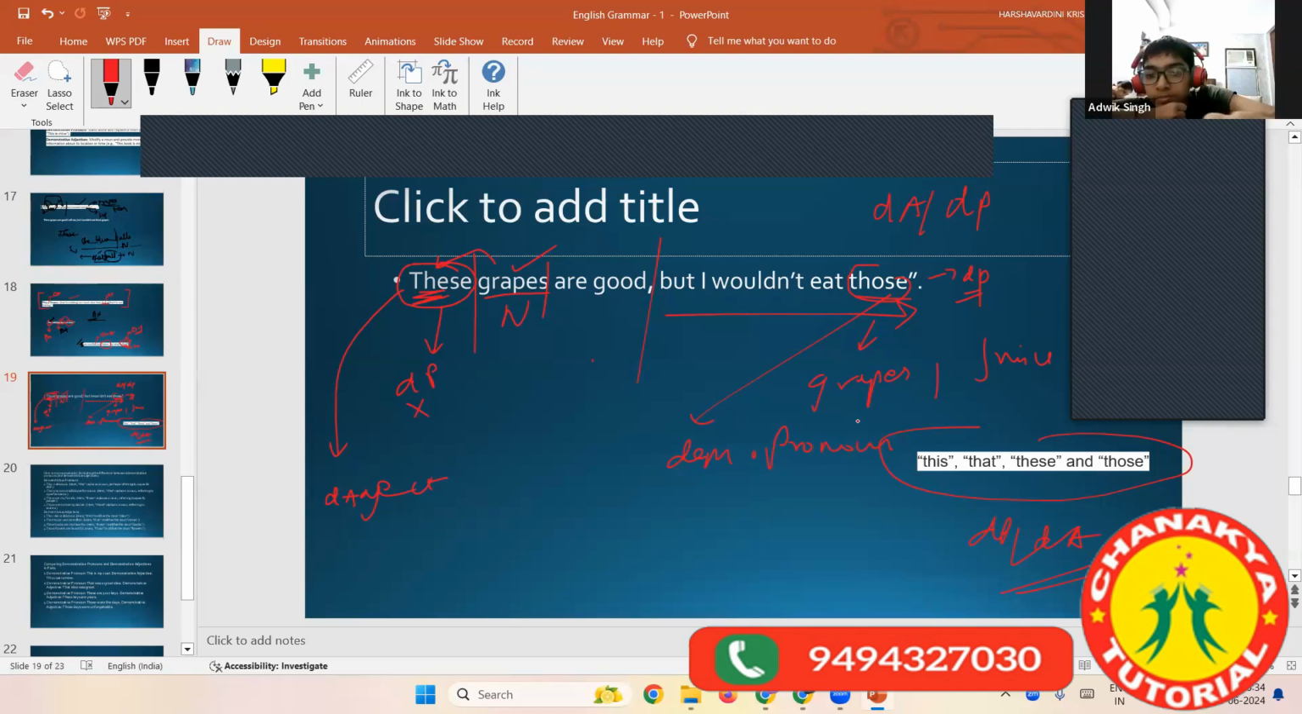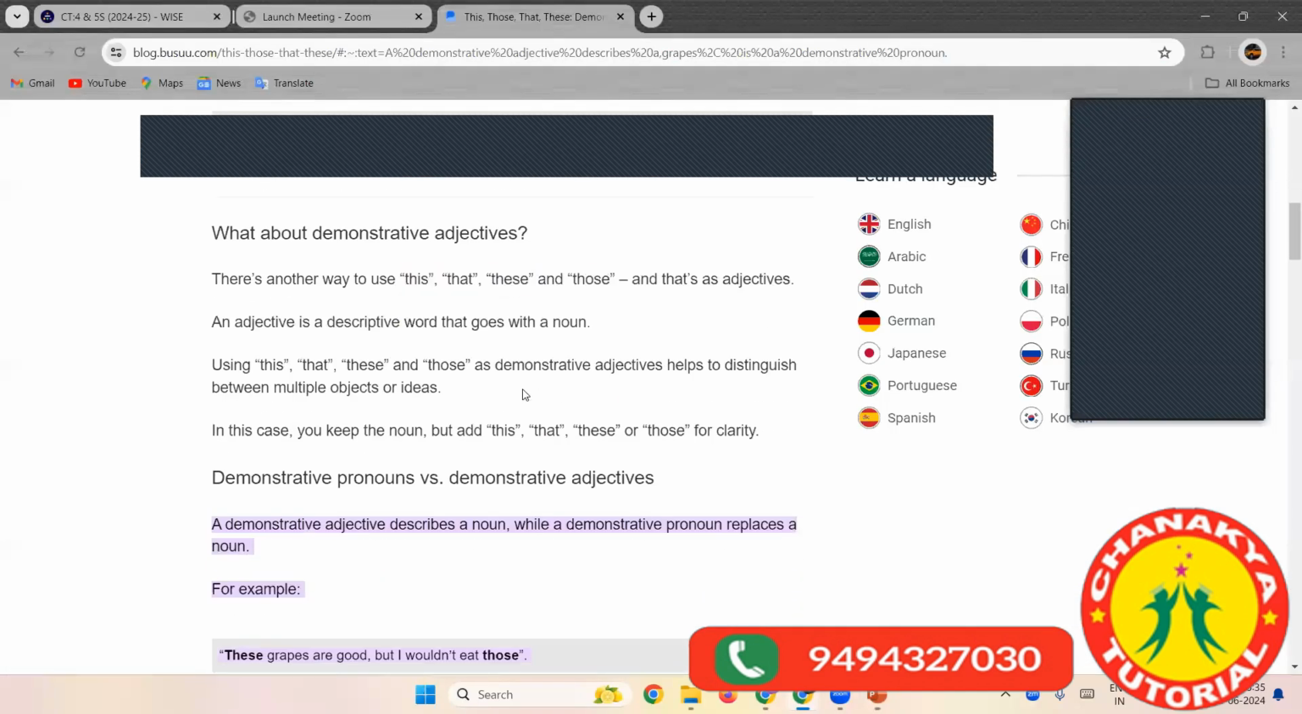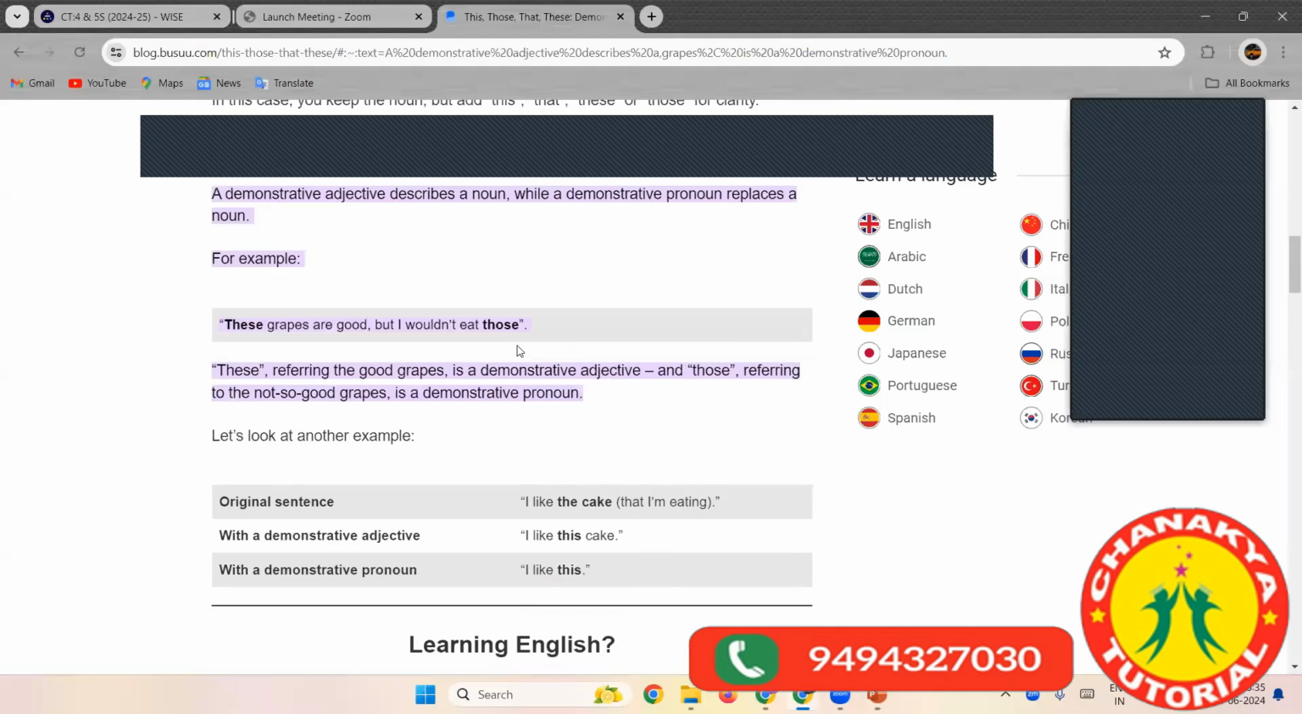Okay, ma'am. But the thing is, you have to understand where we will use them. Got it? Like if I give a sentence, you should be able to tell me which one is the demonstrative pronoun and which one is the demonstrative adjective. Yes, sir. Fine. Now we're going back to the book. See here, we were in this sentence.